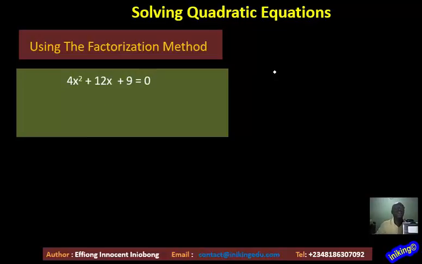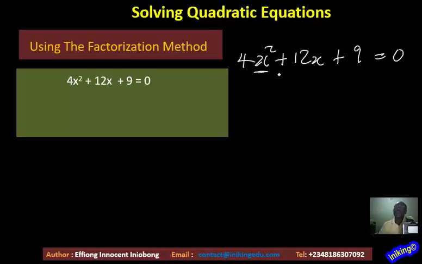If you can observe carefully, there is a slight difference between this equation and the other equations we have solved in the previous slides. Here we have 4x squared plus 12x plus 9 equal to 0. In the previous equations, the coefficient of our x squared had always been 1. We never had a number placed there. So this time around, we have here 4.